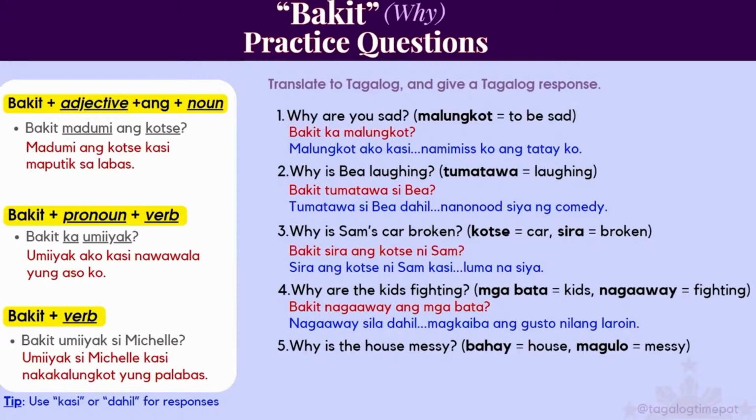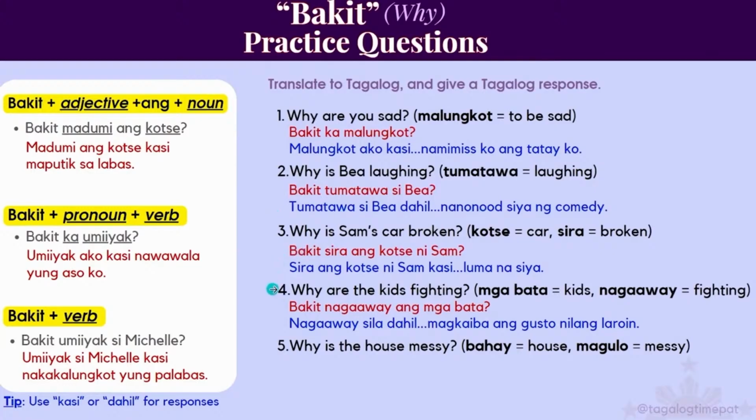Or you could have said, nag-aaway ang mga bata dahil, like you can repeat it again. Or you can use a pronoun like I did. Nag-aaway sila dahil. And remember, you could have said kasi. So it's interchangeable. You'll see in my answer, sometimes I use kasi, sometimes I use dahil. Magkaiba means different. Ang means is. Gusto is to like. Nilang laruin. They are playing. They want to play with different things.